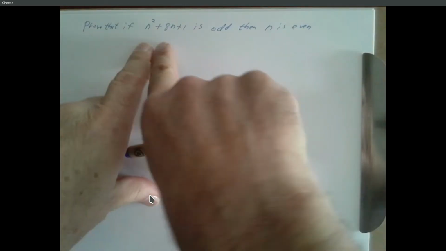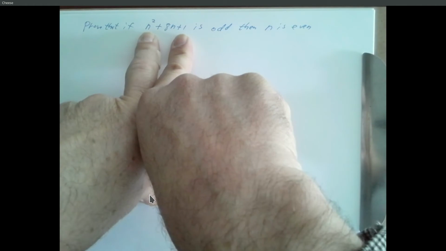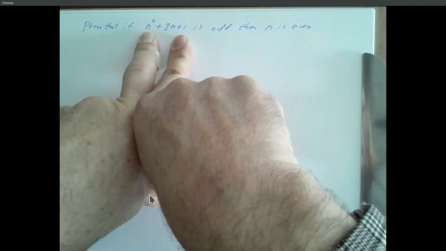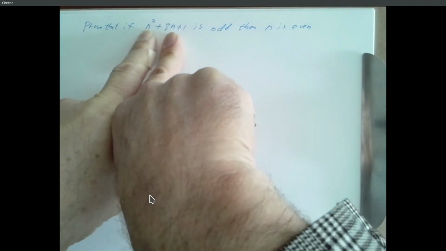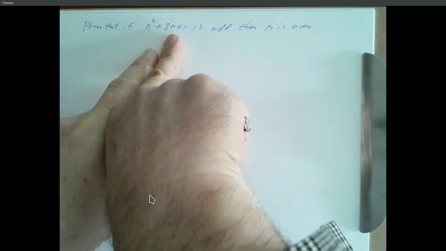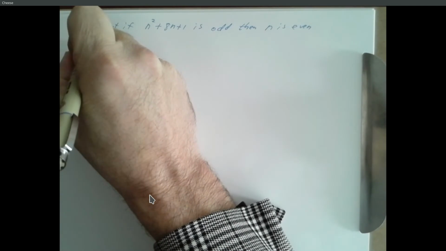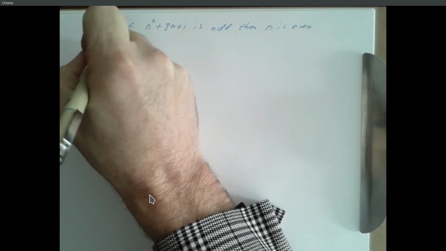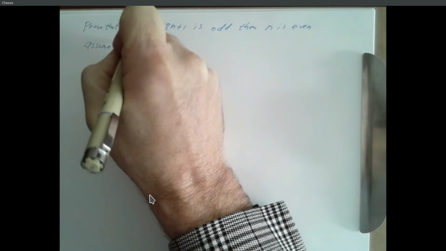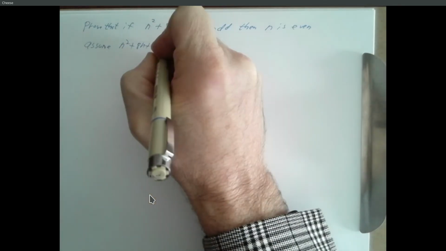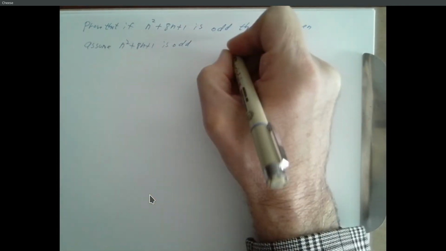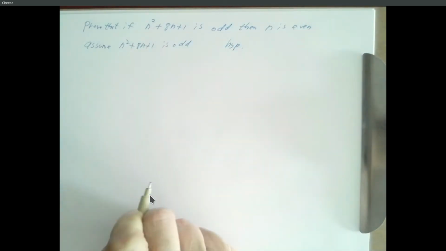And if we try to set this thing equal to 2 times k plus 1, we don't really get very far because the square is going to trip us up. So this will work better with an indirect proof or a proof by contradiction. So assume our hypothesis: n squared plus 8n plus 1 is odd. That's the hypothesis.